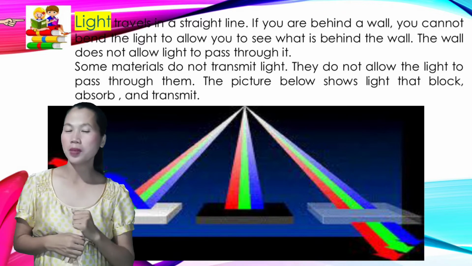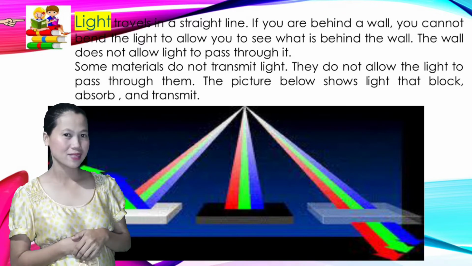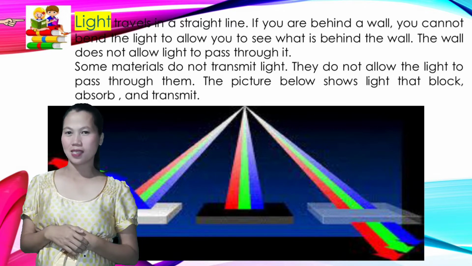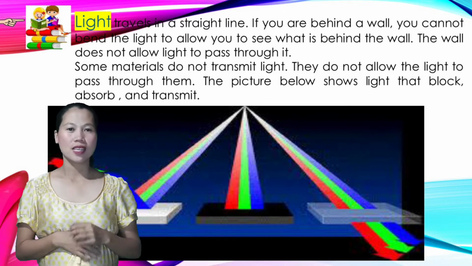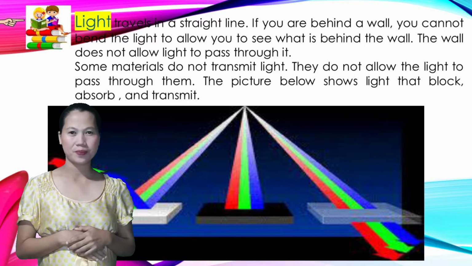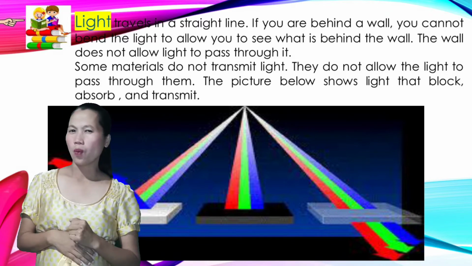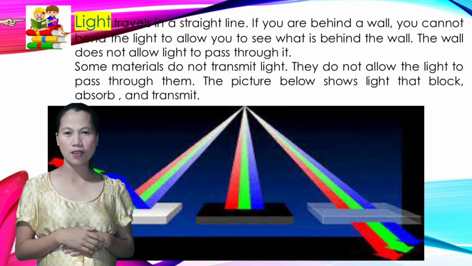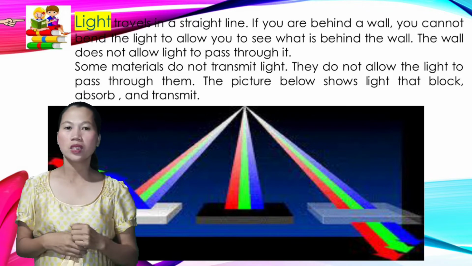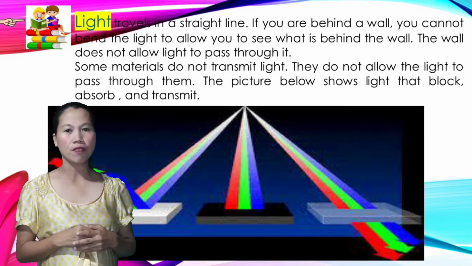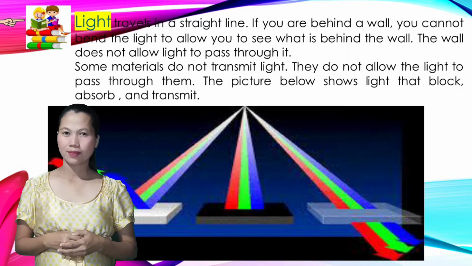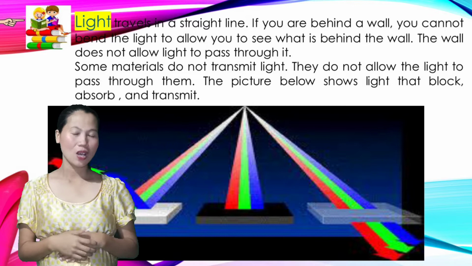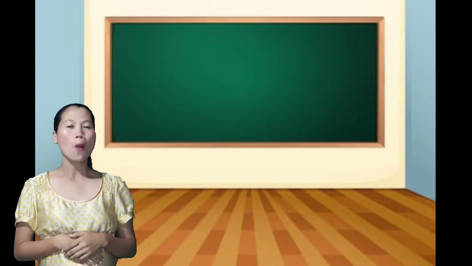What lights can be seen by our eyes? Very good! It is the visible light. The light that is seen by the human eye. Now, what do you call the scientific study of light and how it interacts with different objects? Yes! That is what we call optics. What is block?